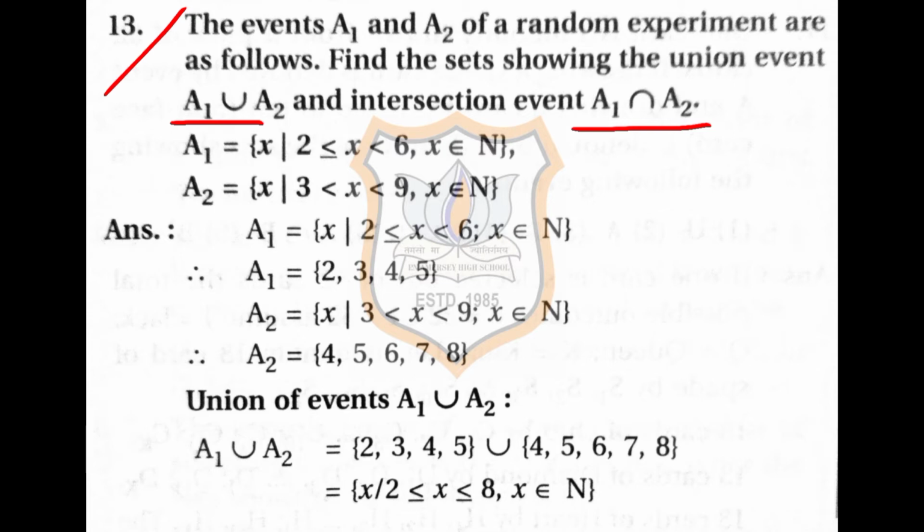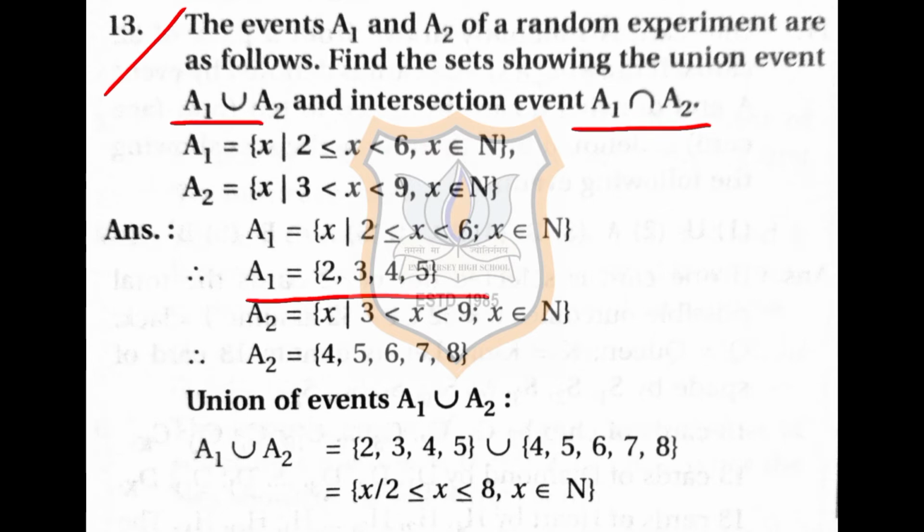So what are the numbers? Numbers are, you have to include 2 and the number should be less than 6. Less than 6 is 5. So your numbers will be what? You can have 2, 3, 4, 5. So your A1 set will be 2, 3, 4, 5.